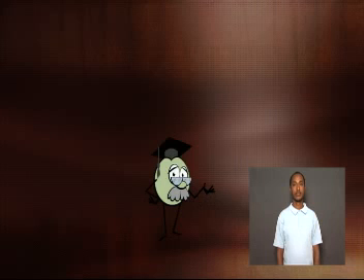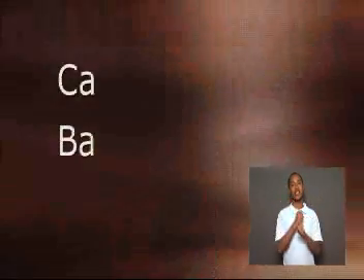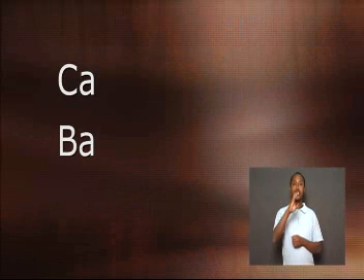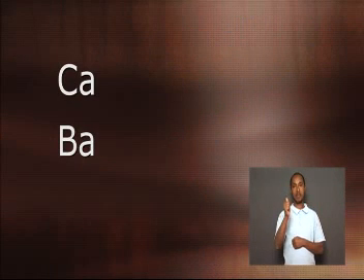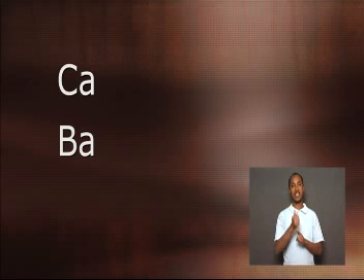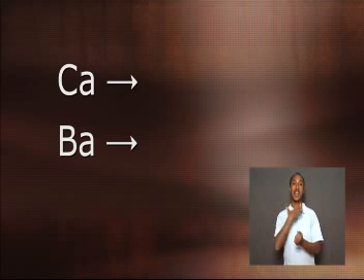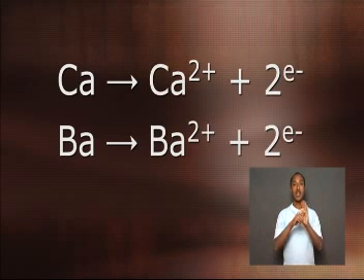Time's up. Let's get back to our lesson. Hello again, students. I am sure that you had no trouble with this activity. Did you notice that both calcium and barium are group 2A metals? These metals tend to lose 2 electrons when they combine with other elements, forming ions with a +2 charge.